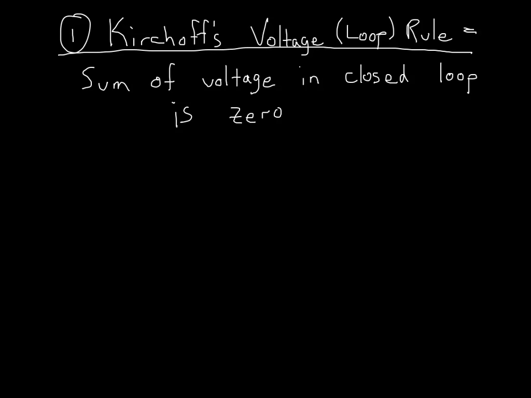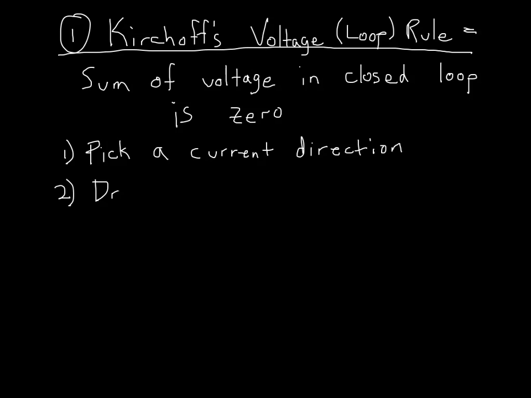And to apply this loop rule, we have a few steps. The first step is to pick a direction for the current to move. We'll do an example of this. I'll show you what I mean, but you need to pick a current direction. Doesn't matter what you pick, you just pick one. And once you do this, you actually draw a loop.